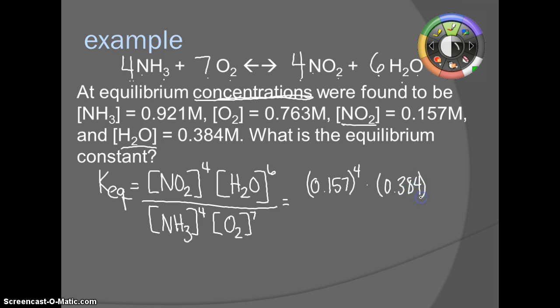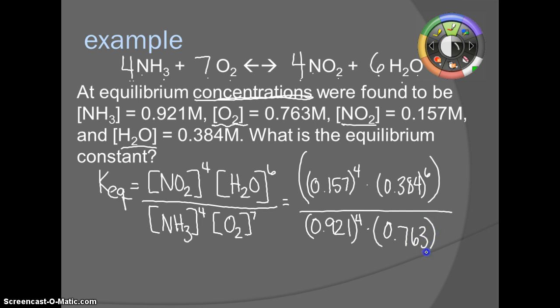That is 0.384, and we're going to raise that to the 6th. Make sure, if you're going to type this all in at once, that these are in their own little sets of parentheses, the numerator and the denominator. Ammonia is 0.921. That's going to get raised to the 4th, times oxygen, which is here, 0.763, and that's going to be raised to the 7th. So now we go to type that all in.